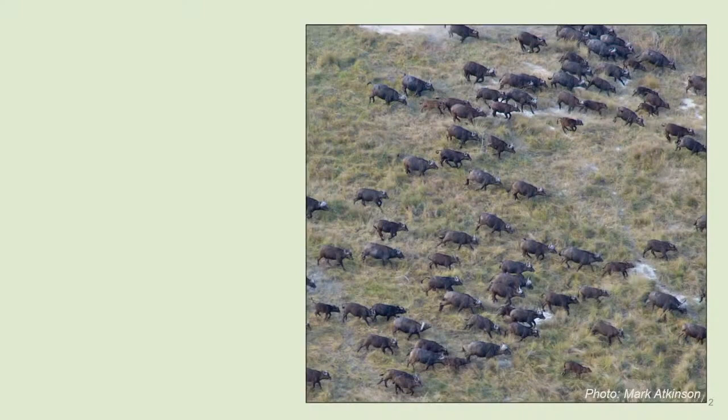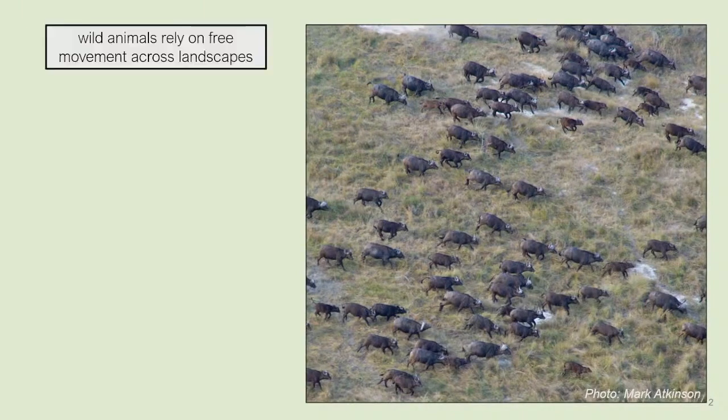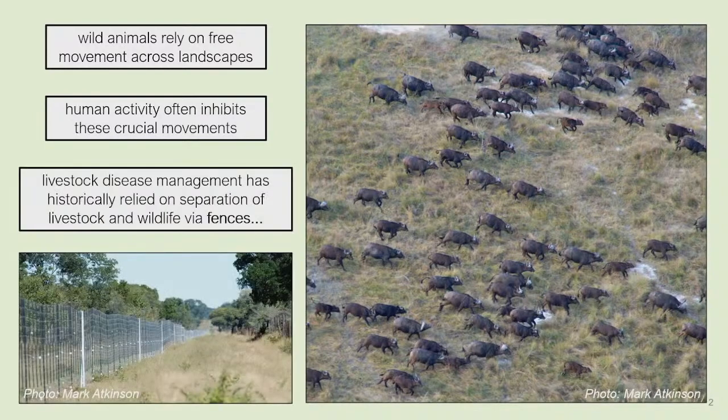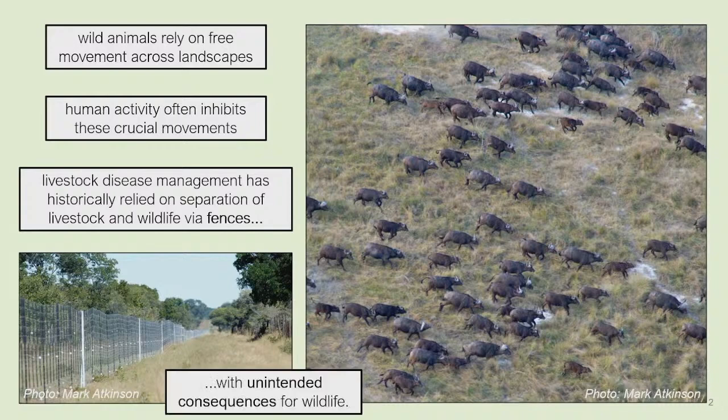Across the globe, and especially in southern African savannas, wildlife rely on the free movement across heterogeneous landscapes to access resources, which facilitates biodiversity and population resilience to disturbance. But human infrastructure and activity often inhibit these crucial movements. In particular, the management of livestock disease has often relied on these veterinary fences separating wildlife and livestock, which can have unintended consequences for wildlife.